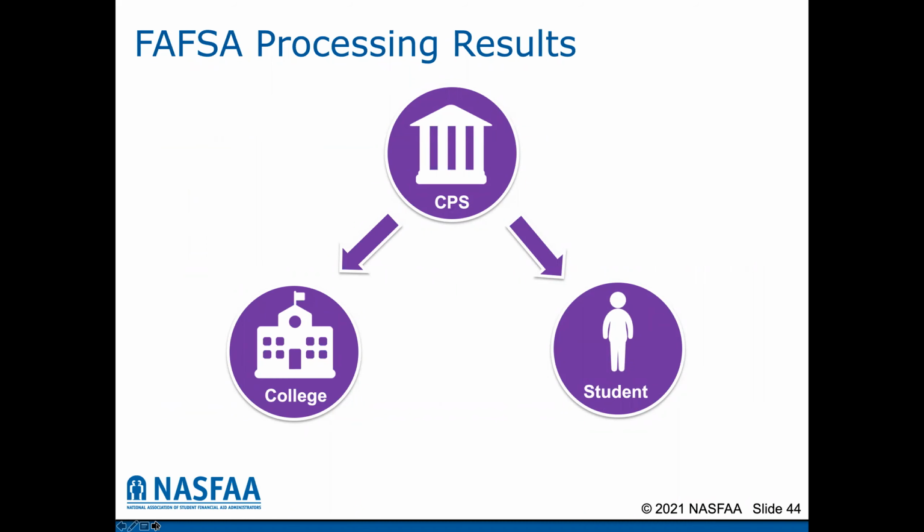FAFSA processing results. So what happens when you submit that FAFSA? It goes from the student to the central processing system. And then after they complete the process and they submit it back to the colleges, then we complete our section and review it, get those award letters out to the students.